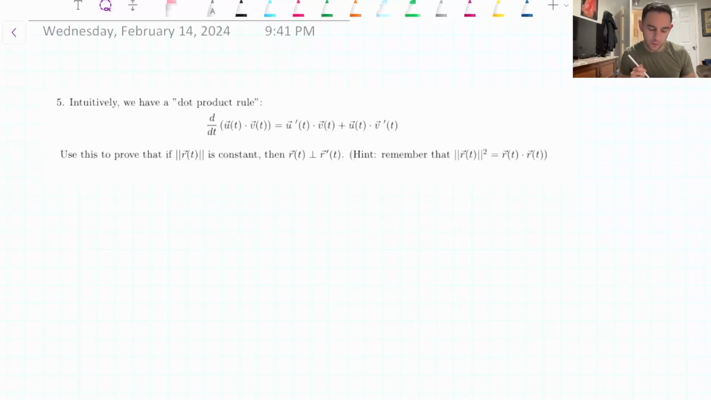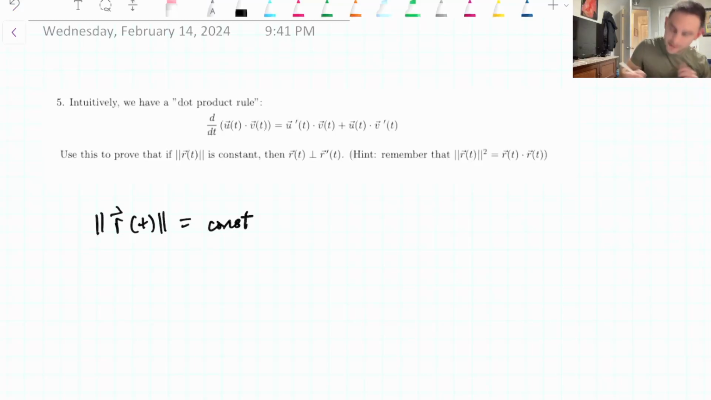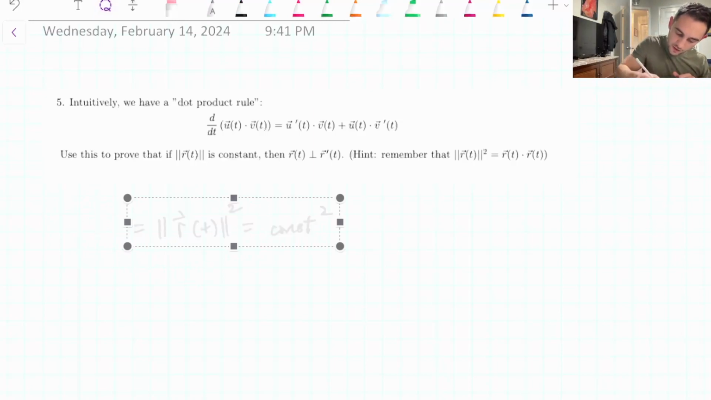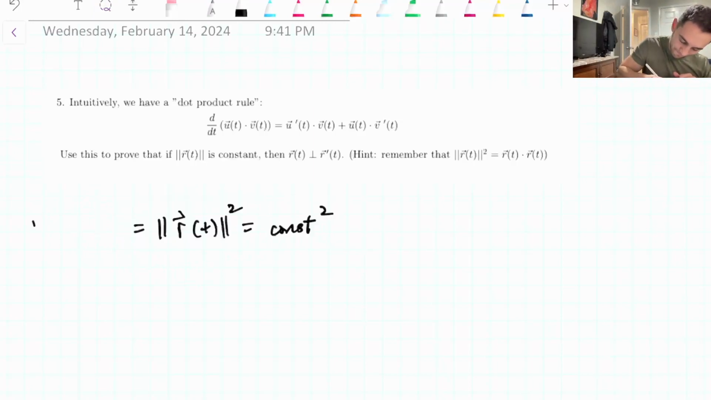In this homework problem, you may recall, we proved that if I ever have a vector valued function whose magnitude is constant, its derivative is perpendicular to itself. And just to remind you, the argument goes like this. If I have an r whose magnitude is constant, then indeed its magnitude squared is constant, and we can conveniently write that magnitude squared as the vector dot itself, right? r of t dot r of t.